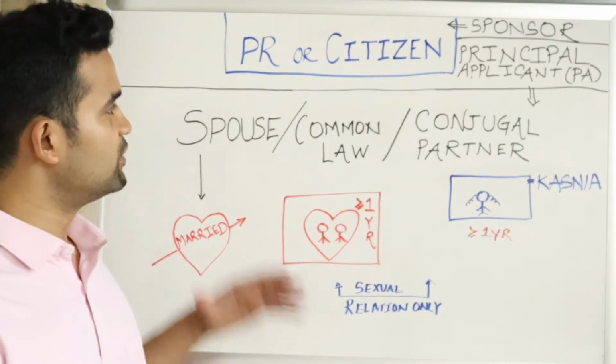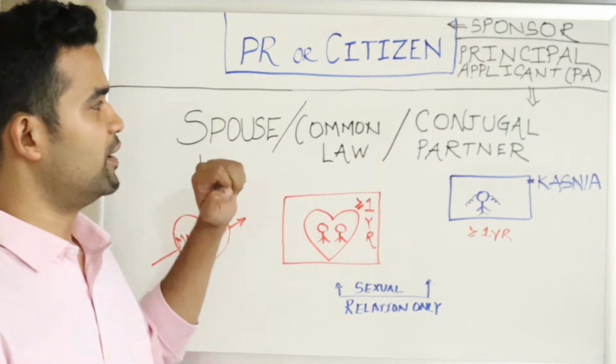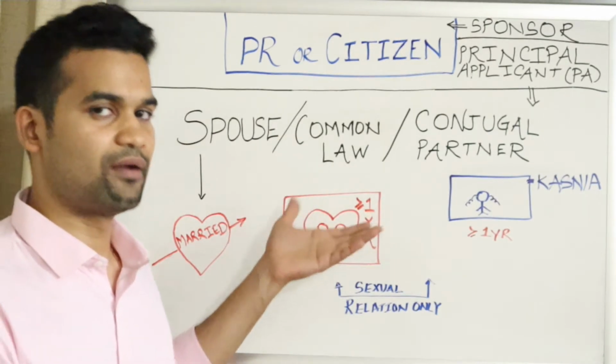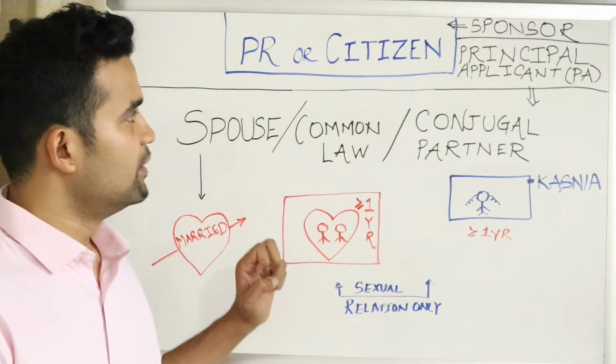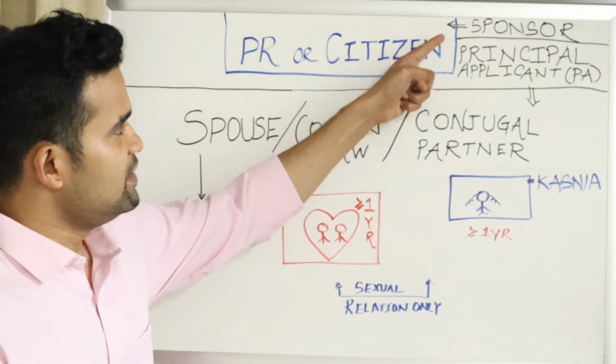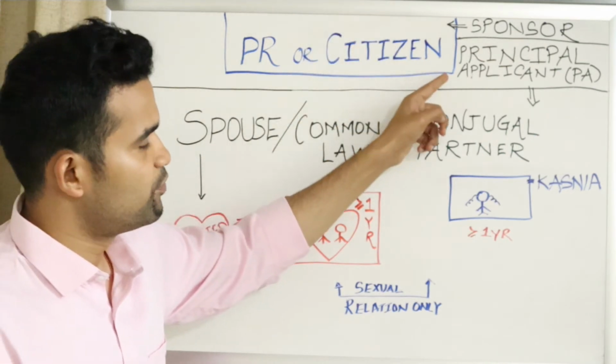Before we proceed with the definitions of spouse, common law, and conjugal partner, and try to understand the basic background of these relationships from an immigration perspective, let us quickly touch base with these two terms. The first one is sponsor and the second one is principal applicant.